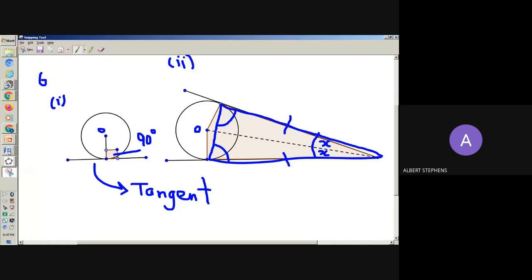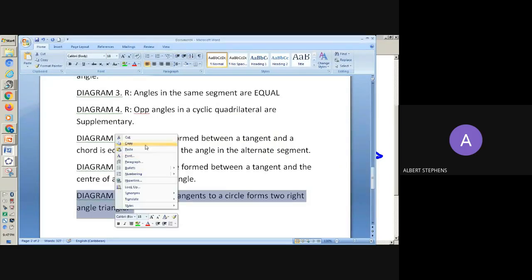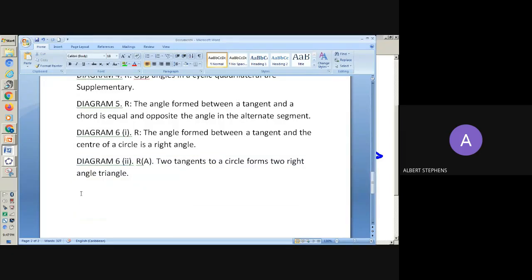All right? You could also say that for reason B, so you have diagram 6 part 2 reason B, we say two tangents to a circle form an isosceles. Get it? All right.